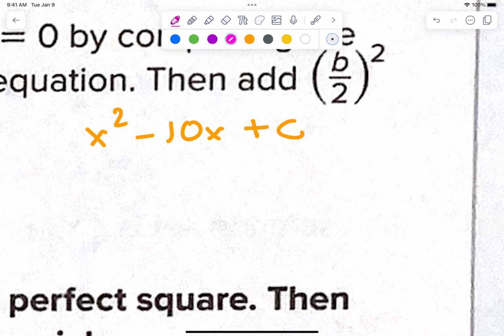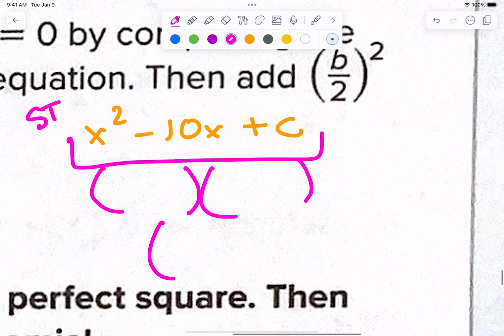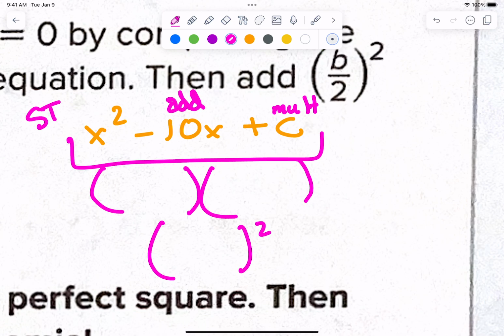Ready? This is going to be a simple trinomial. And I want to be able to break it down into 2 pieces so that I can write it like this squared. Okay, so I have to multiply to get c, which I don't know what c is, and add to get 10. So what 2 numbers add to get 10, and will multiply to get c, whatever c is?